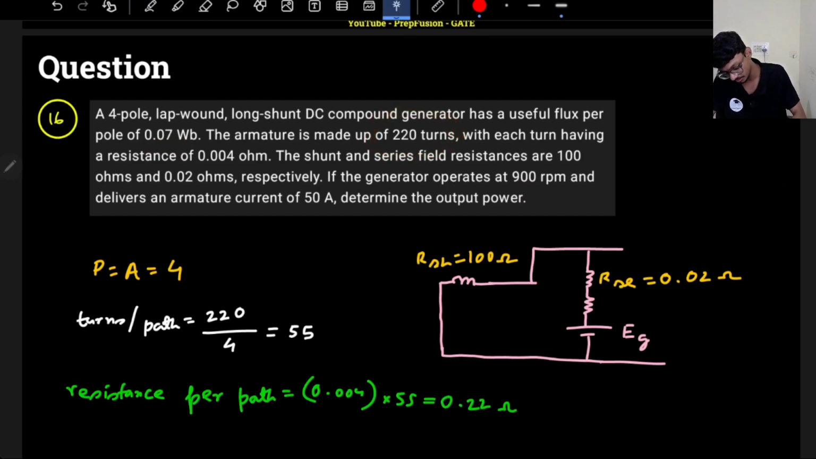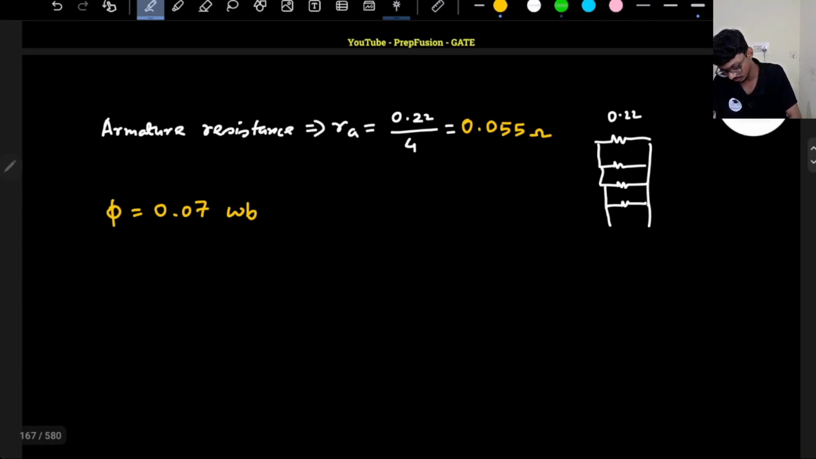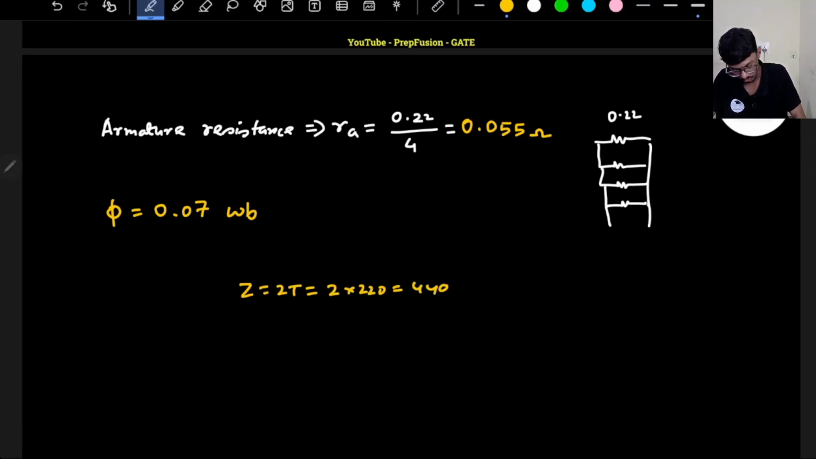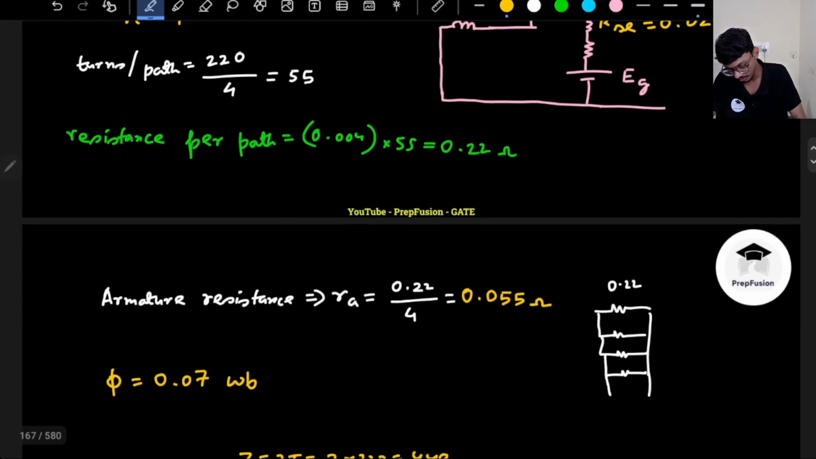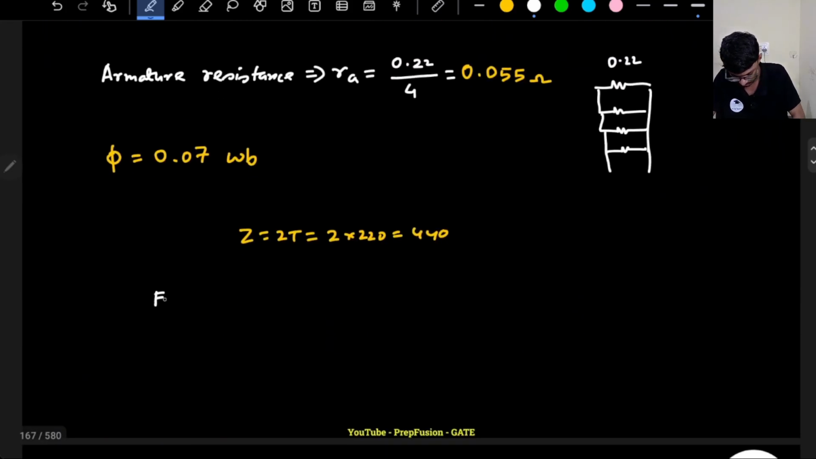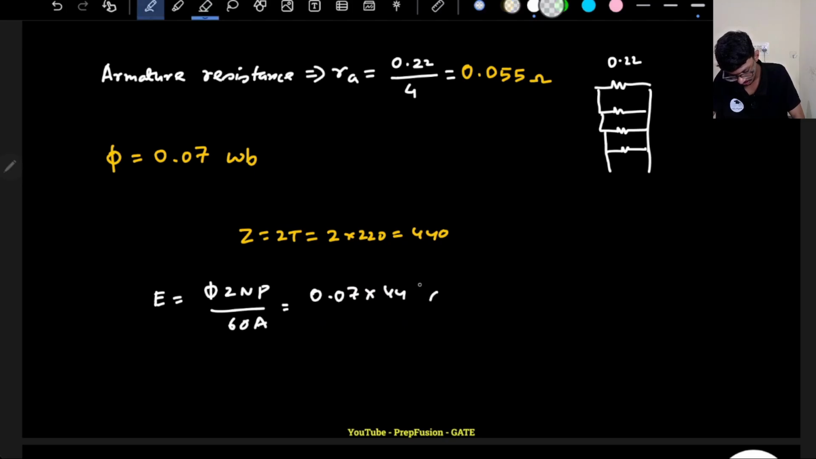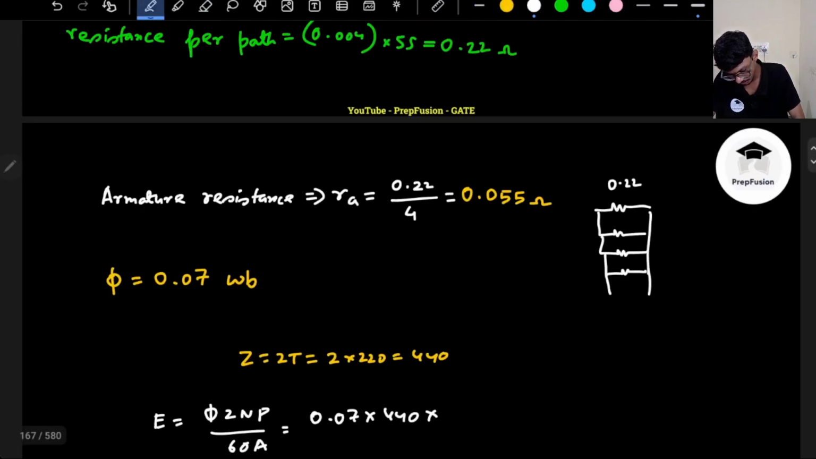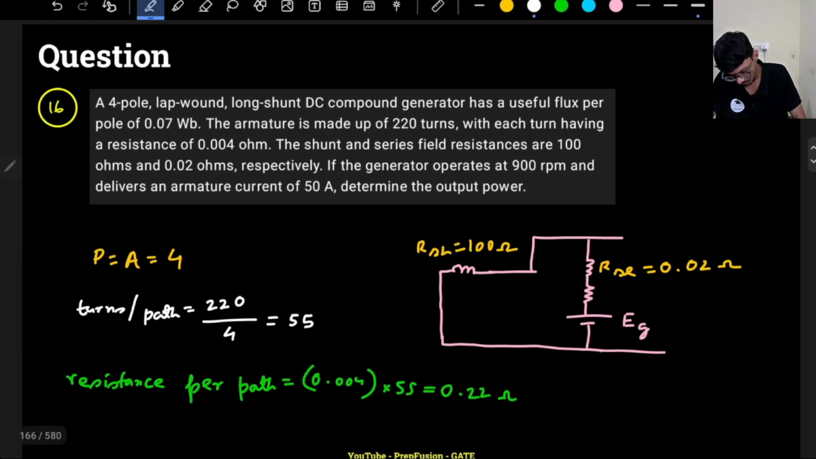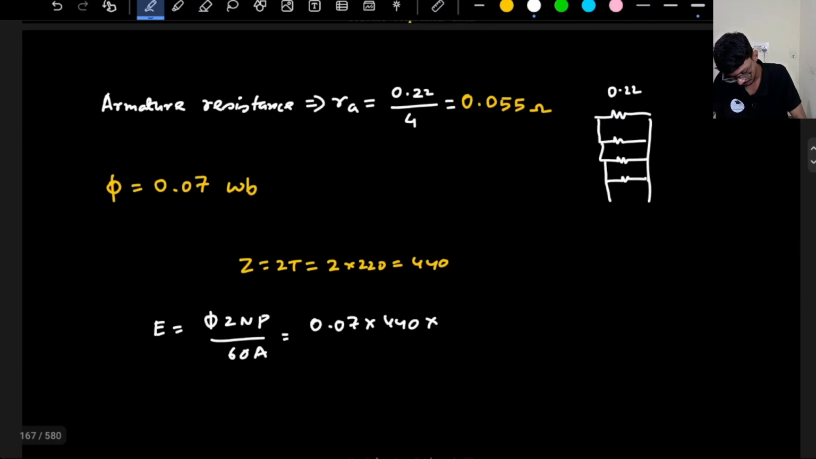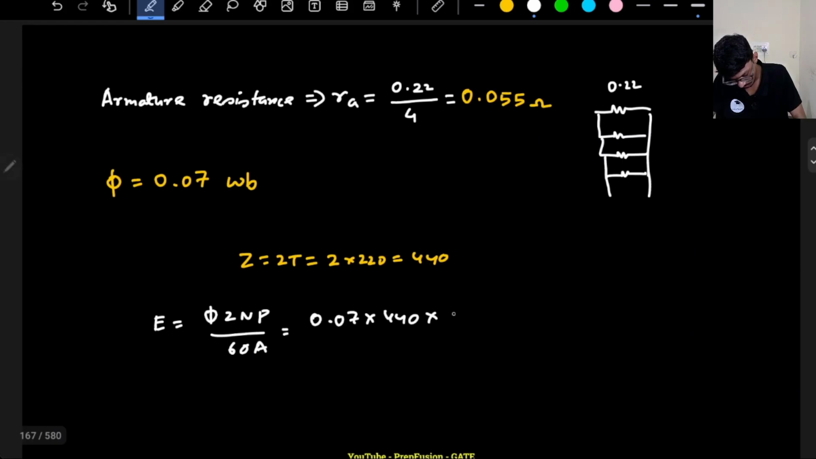So what will be Z? Each turn has two conductors, so Z will be 2 times the number of turns, 2 times 220, so it will be 440. The total number of conductors is 440. So I know everything, right? Simply I can use the formula of induced EMF, which is phi Z N P by 60A. So phi is 0.07, Z is 440, and N, the revolutions per minute, is 900 rpm.